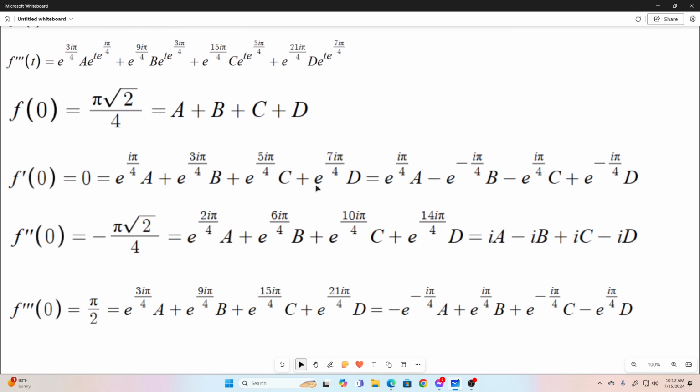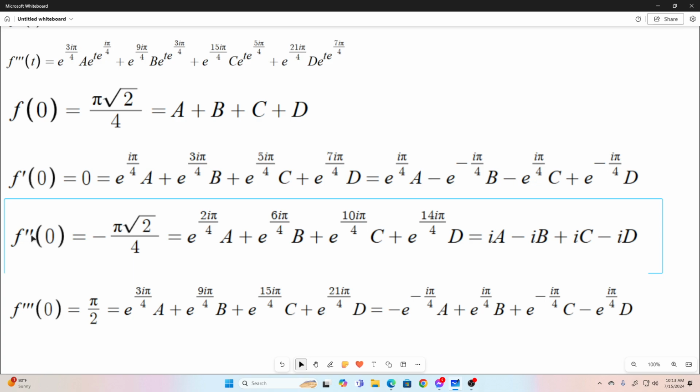But this is what you get. You get the following equations. We get pi square root of 2 over 4 is equal to a plus b plus c plus d. We get that 0 is equal to this mess right here, which I simplified a little bit. I expressed it in terms of e so that the exponent was plus or minus i pi over 4 instead of having all these high value numbers in front of our i pi. So these two things are equivalent, and you can verify that for yourself. It's not that difficult if you know a little bit about complex numbers.